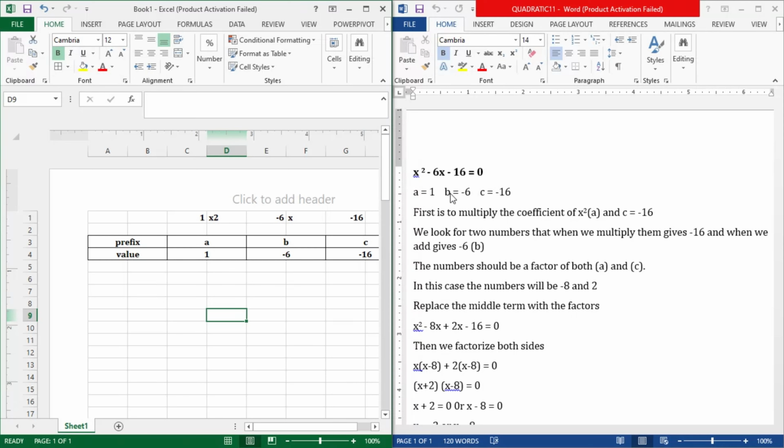When solving by factorization, we find two numbers that when we multiply will give the product of a and c, and when we add will give b. So we look for two numbers that when we multiply them will give minus 16, and when we add will give minus 6. To do this, we need to first program our result for AC and note the value of b. Watch how the programming is being done.